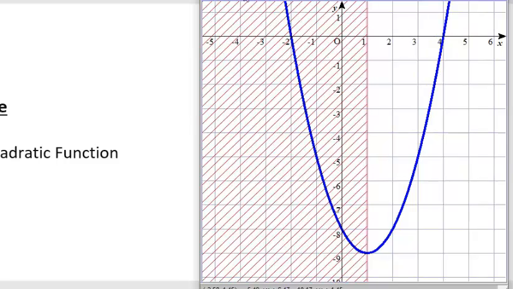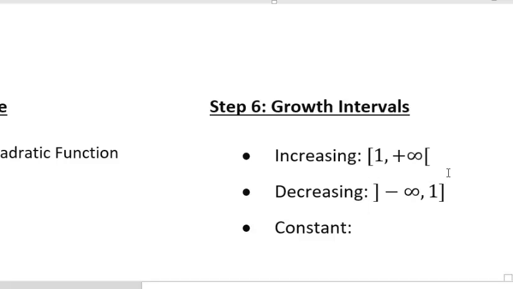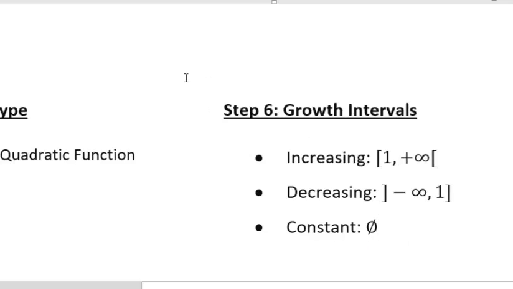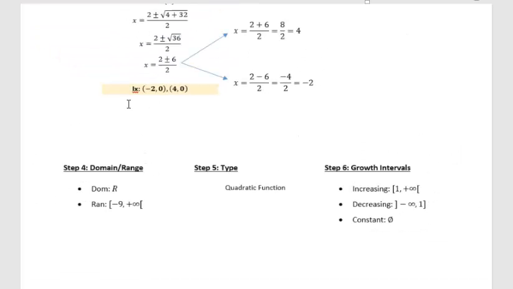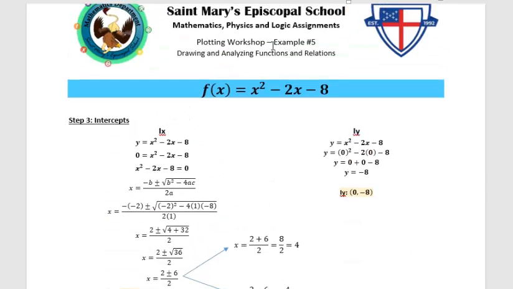Now what about constant? You can see the drawing is never horizontal. The drawing is either traveling in a downward direction or it changes to an upward direction, and that's it. There is no horizontal line in here, so constant will be empty. This circle with a slash means empty, that there is no constant interval. And that will be steps 4, 5, and 6 for a quadratic function like the one that we had before.